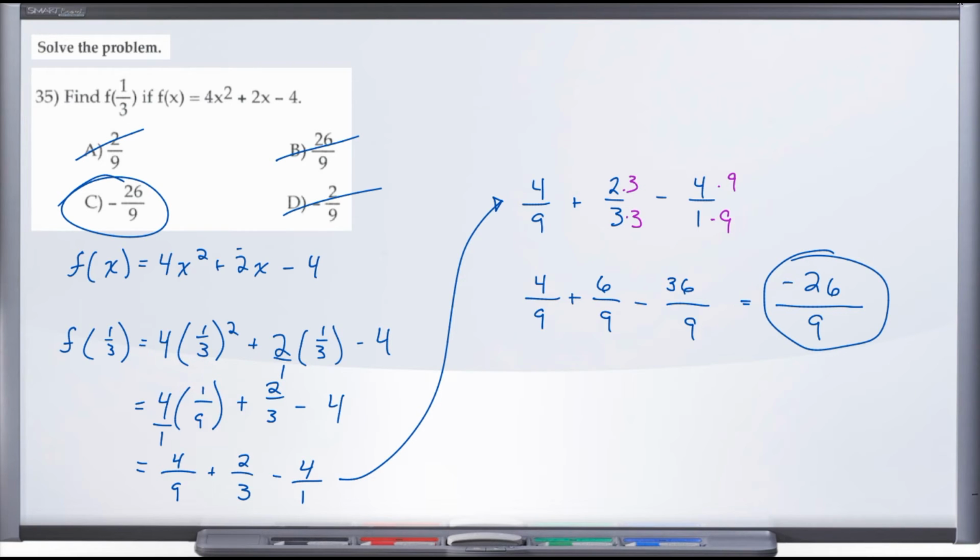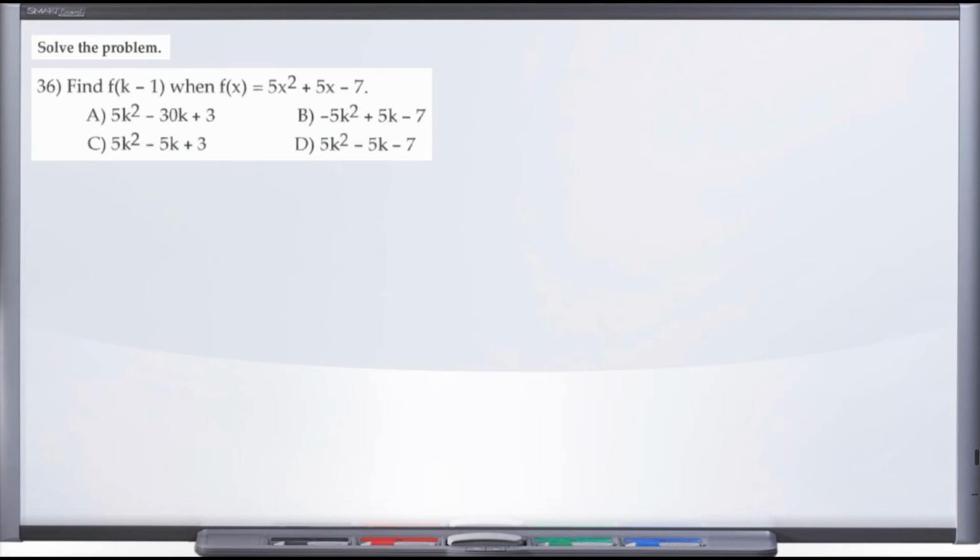Let's take a look and see what's next. All right, still solving the problem. I guess we'll go ahead and fly through this one as well. So we're being asked to find f of k minus 1 when f of x is 5x squared plus 5x minus 7. They give us f of x and say that's equal to 5x squared plus 5x minus 7. And they want us to find f of k minus 1.